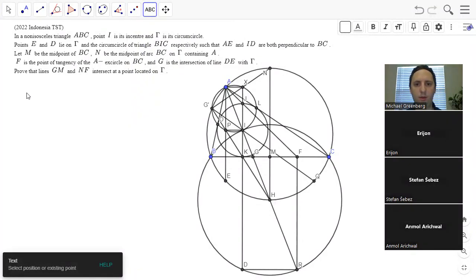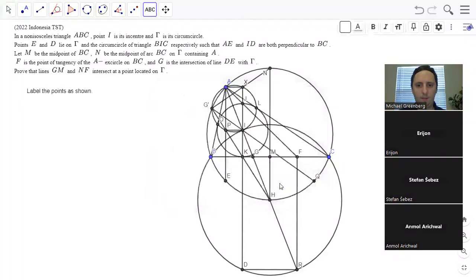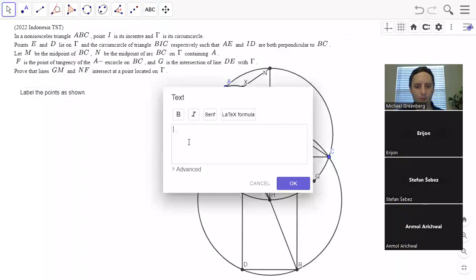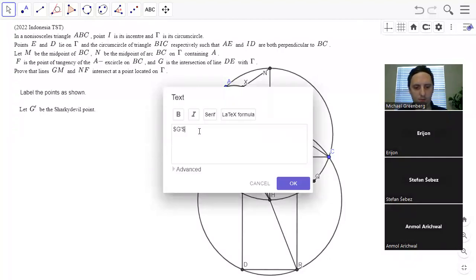I'll just say label the points as shown, just to type it up quick. So let G prime be the Sharkydevil point. Then we have G prime, P, K, and H are collinear. That's well known.